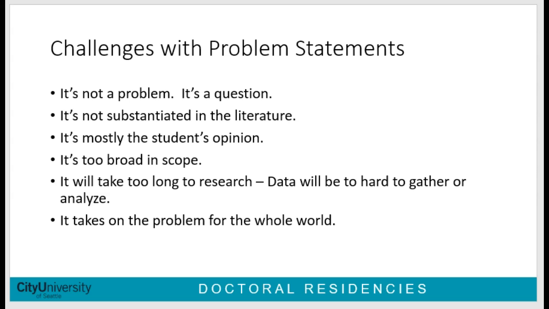And when it's your opinion, then you may say something like, I know teachers have a hard time with students who are on the autistic spectrum. This is a problem. I've seen it. I know it's a problem. All these teachers have this problem. Well, that may not be true, and probably isn't true. That's too broad in scope. All teachers have a problem with autistic spectrum students.